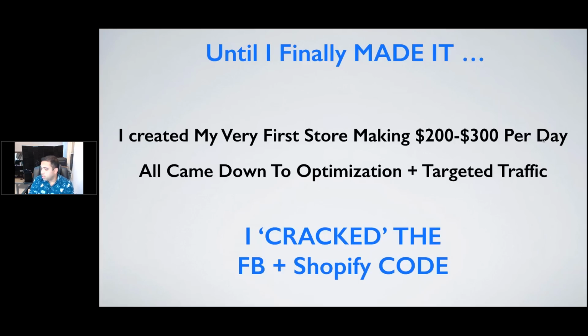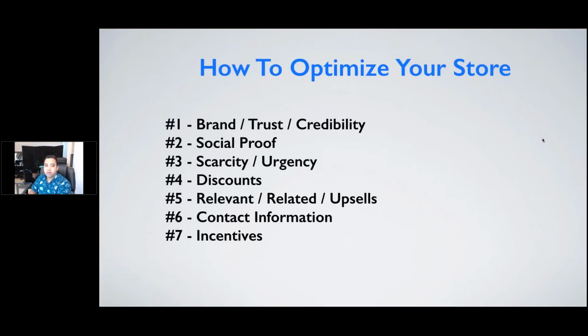So tonight I'm going to show you a few things. In terms of store optimization, these are the 7 things I'm going to cover: brand, trust, and credibility; social proof; scarcity and urgency; discounts; relevant and related upsells and other different products that you can put on your store; the contact info on your store; and incentives. These are the 7 things that I look for in a Shopify store, and I'm going to show you exactly what they are. So let's get on to the fun stuff.